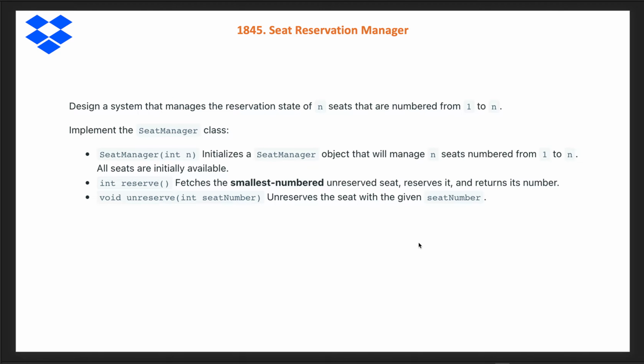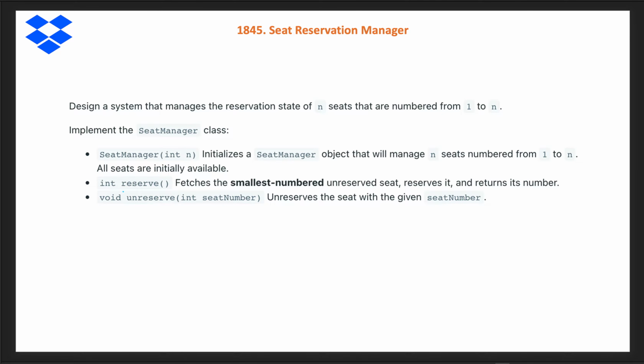Let's solve the problem Seat Reservation Manager. Design a system that manages the seat state of n seats that are numbered from 1 to n. Implement the SeatManager class, which has a constructor SeatManager given a number of seats n. Initialize a SeatManager object that will manage n seats numbered from 1 to n. All seats are initially available.